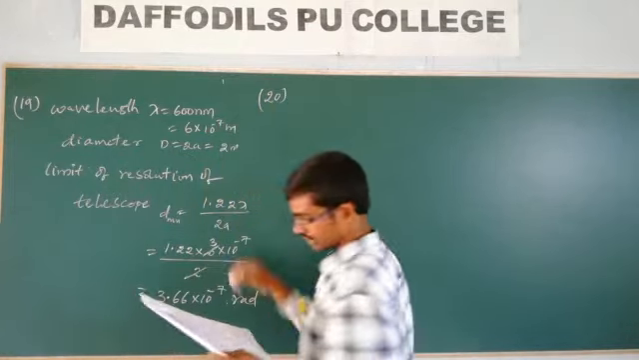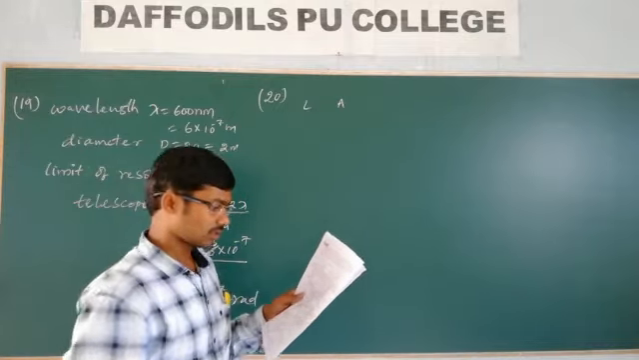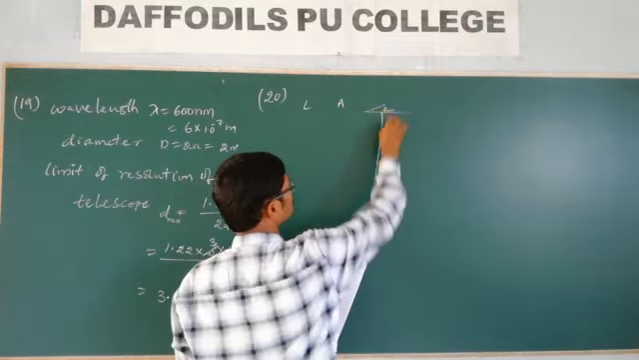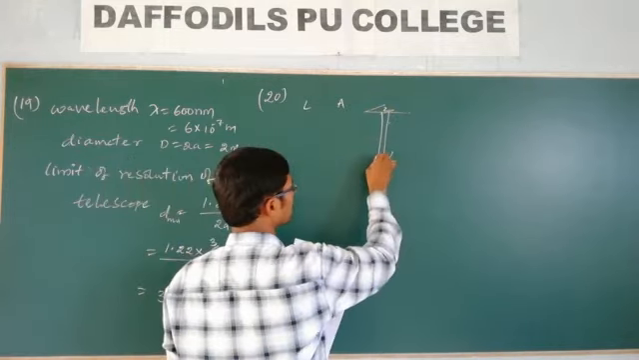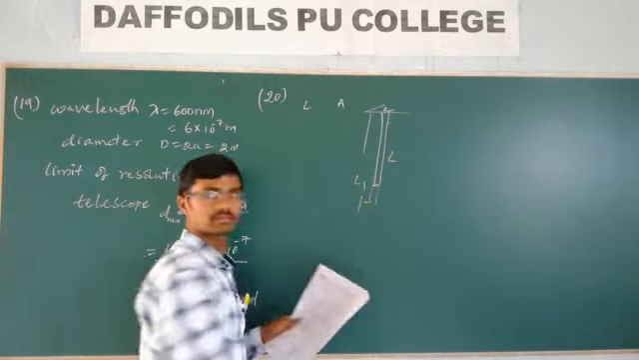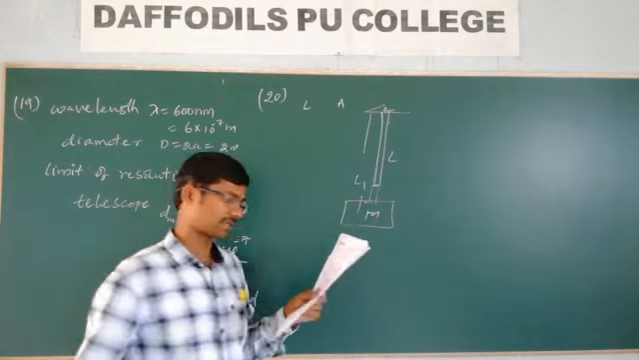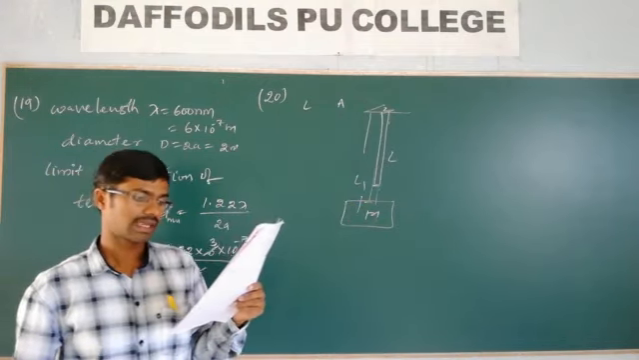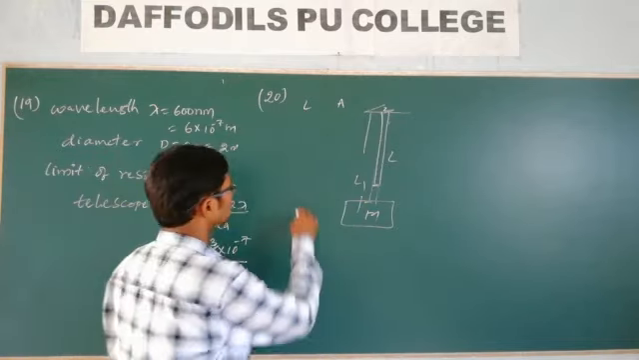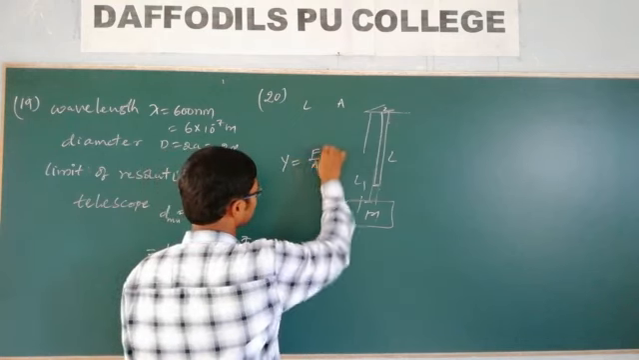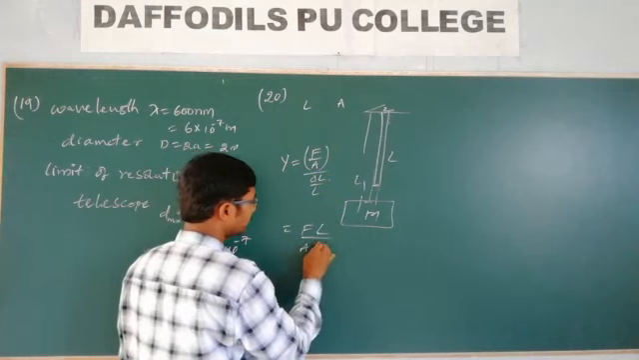A wire of length L, area of cross section A is hanging from a fixed support. The length of the wire changes to L1 when M is suspended from it. The expression for Young's modulus is given. Initial length is L and area of cross section is A, and it is hanging from a fixed support. The length of the wire changes from L to L1 when capital M mass is suspended. The expression for Young's modulus.